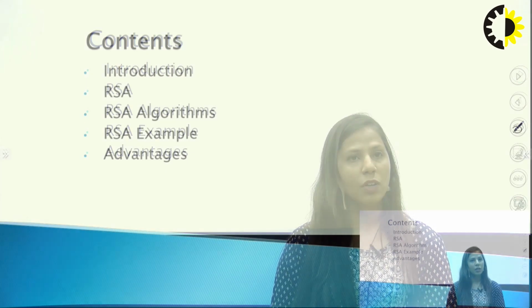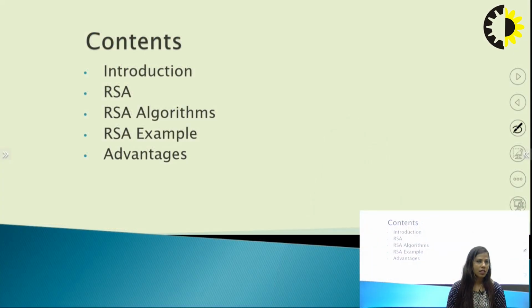First, let's discuss the contents, what we are going to cover. First we will discuss the introduction: what the RSA algorithm is, and what the steps in the RSA algorithm are. Then we will discuss an example. We will take one mathematical problem and solve that particular problem. Then we will discuss the advantages of the RSA algorithm.